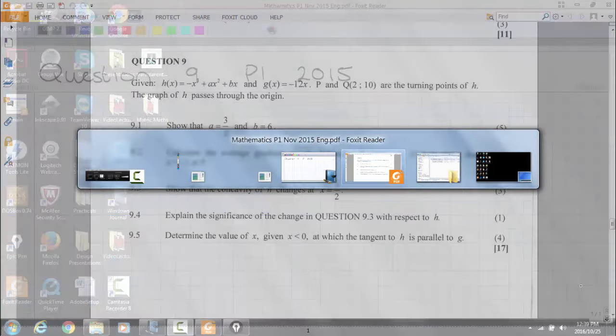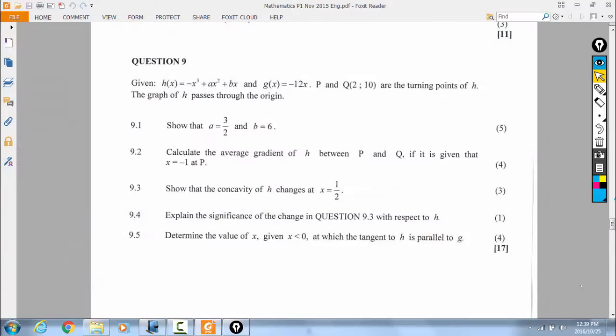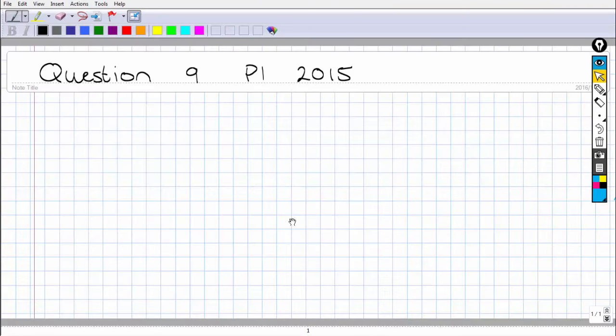If we take a quick look at question number 9, it says we get given h of x is equal to some cubic function, and g of x, which is just equal to a straight line. We get given P and Q and their turning points. We have to show what a and b are, for 5 marks. Then it says calculate the average gradient, and show the concavity changes significantly. So let's start off by writing down what the question is.